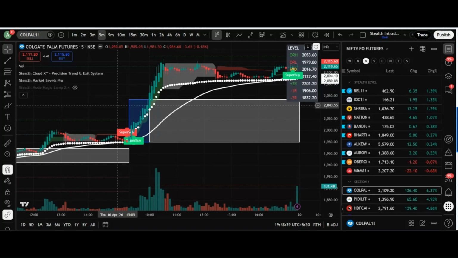Stealth CloudX indicator was created for positional trading, but we have many members who were using it for intraday also. But again there were many loopholes with using it directly for intraday, and that is why we have created this system now, which makes trading intraday like a child's play.